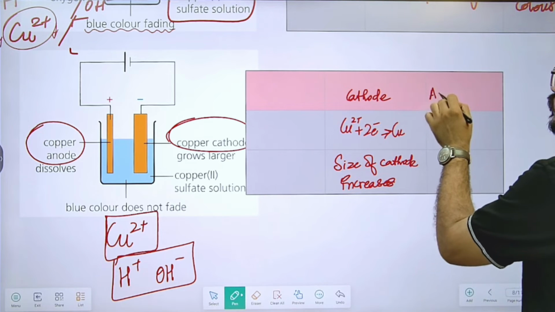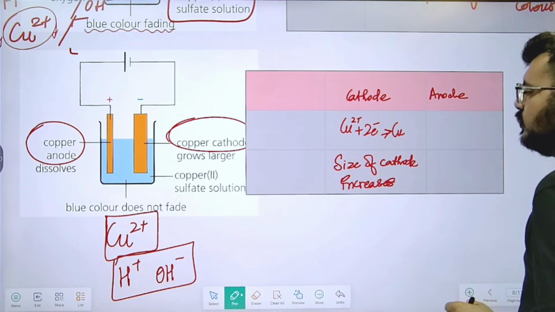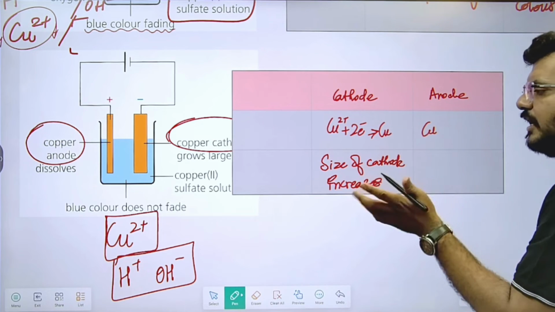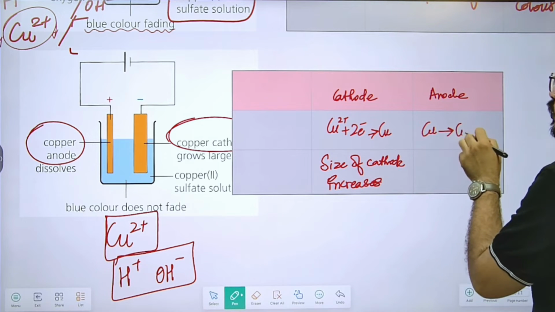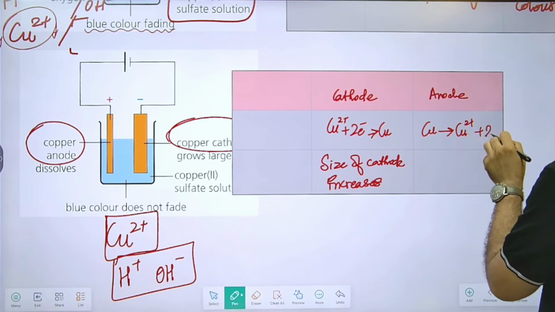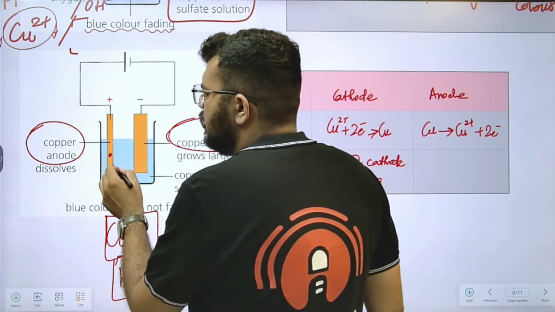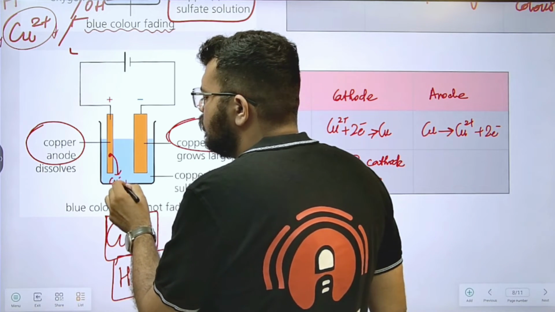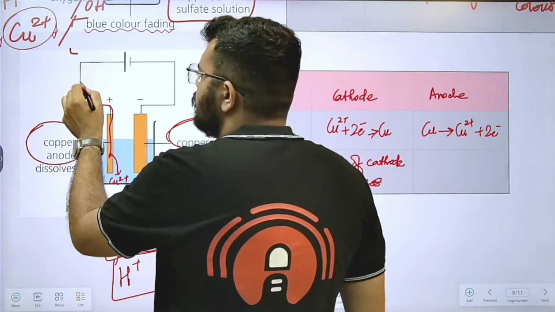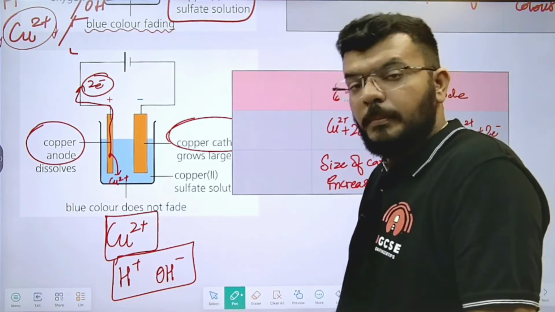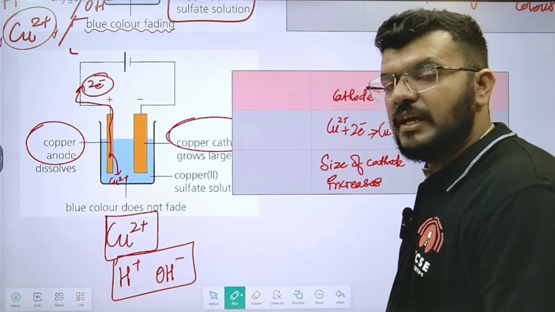Let's look at anode. What will happen at anode? At anode, copper being very less reactive, it is made to form Cu2 plus ion and give out 2 electrons. From here, Cu2 plus ion will go into the solution and 2 electrons will travel towards the power supply. Okay, maintaining the directions as we have seen.